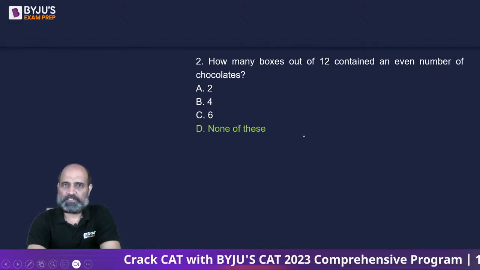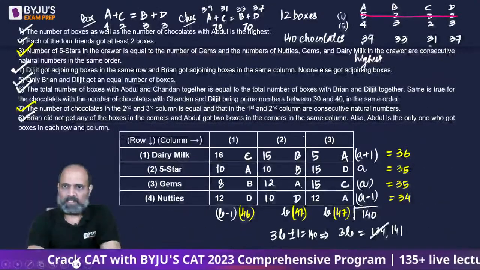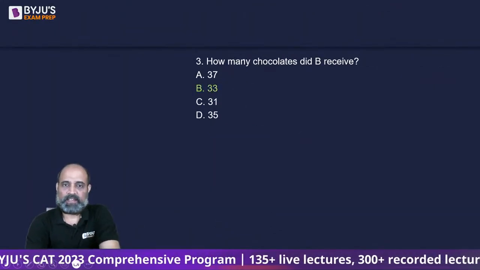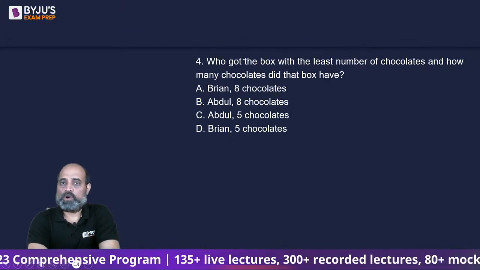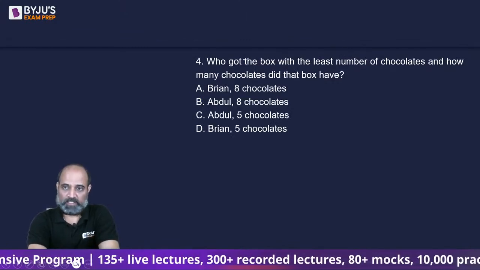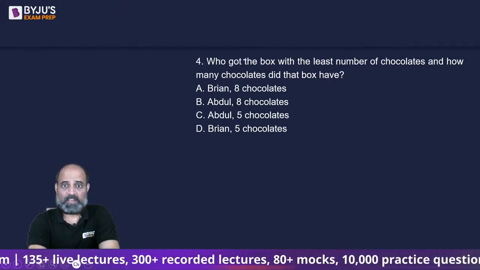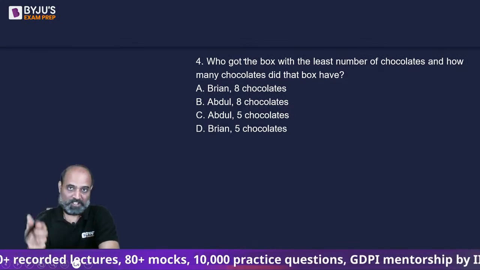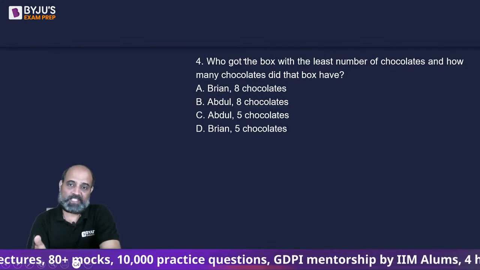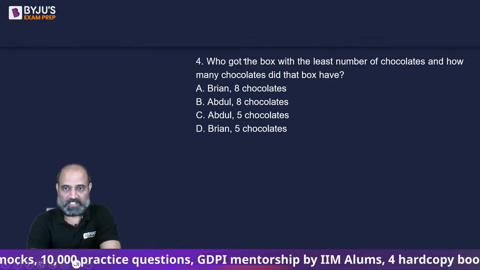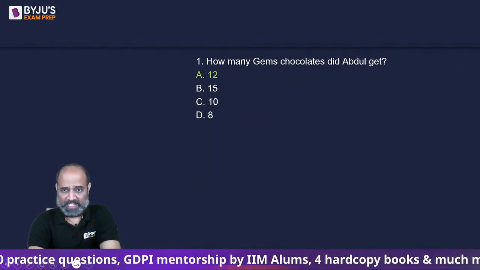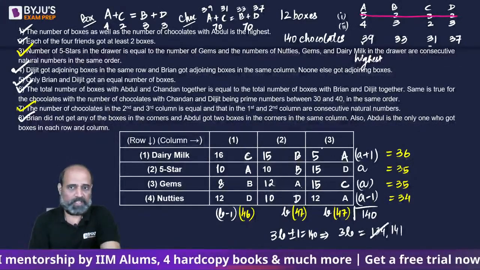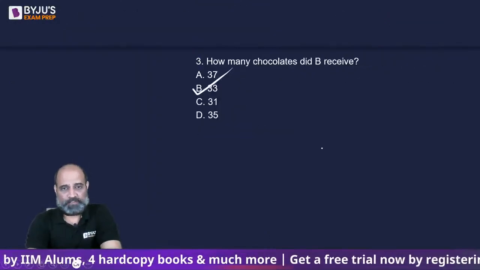I think B received 33. Was it this? Yeah, B received 33. Who got the box with the least number of chocolates? It was B. And how many chocolates? Sorry, it's about the box. It's not about overall. So who got the box with the least number of chocolates, and how many chocolates did that box have? I think it was a 5, the smallest one. And A got that. There is no number smaller than 5. So A got 5 chocolates.